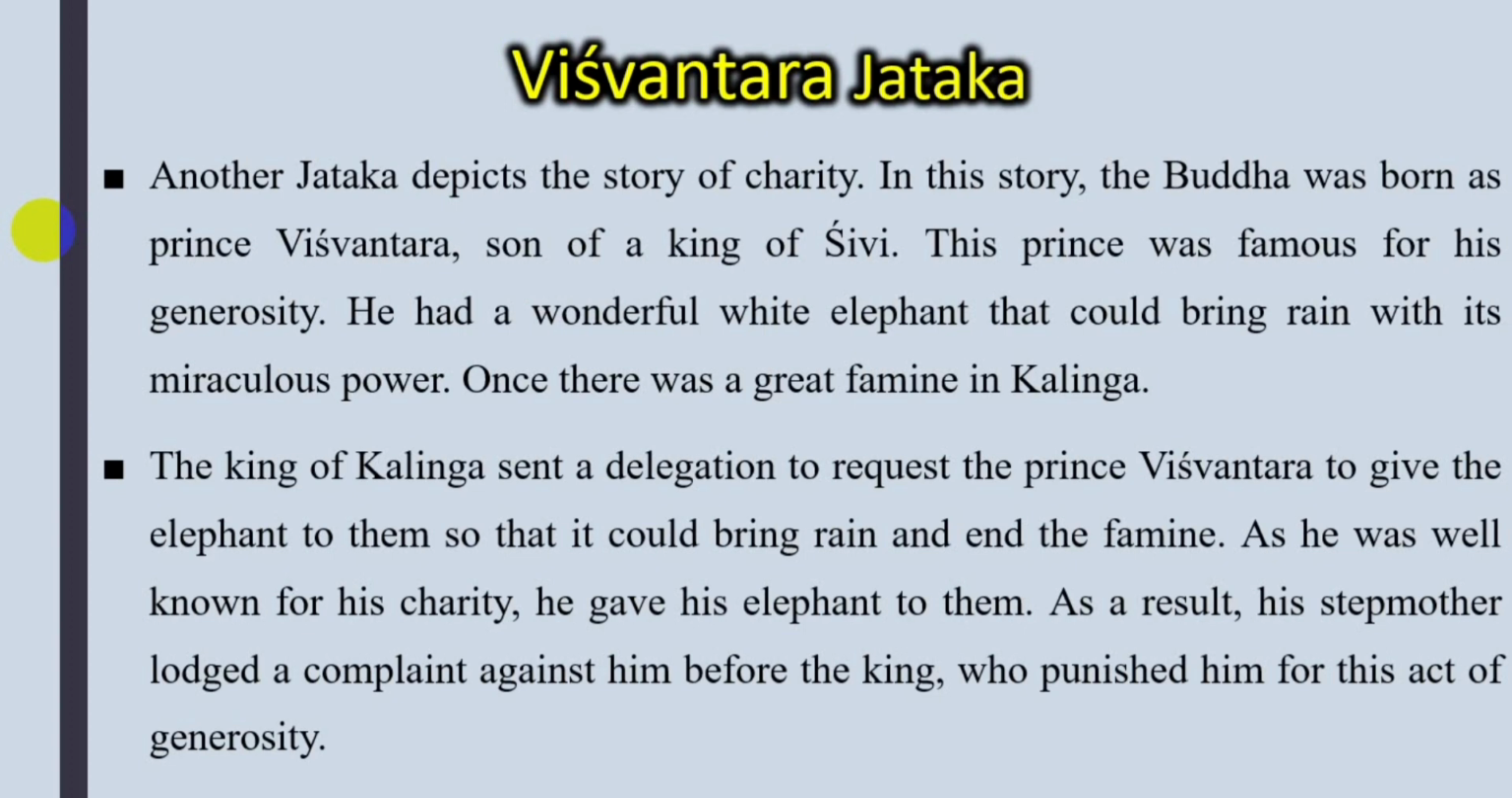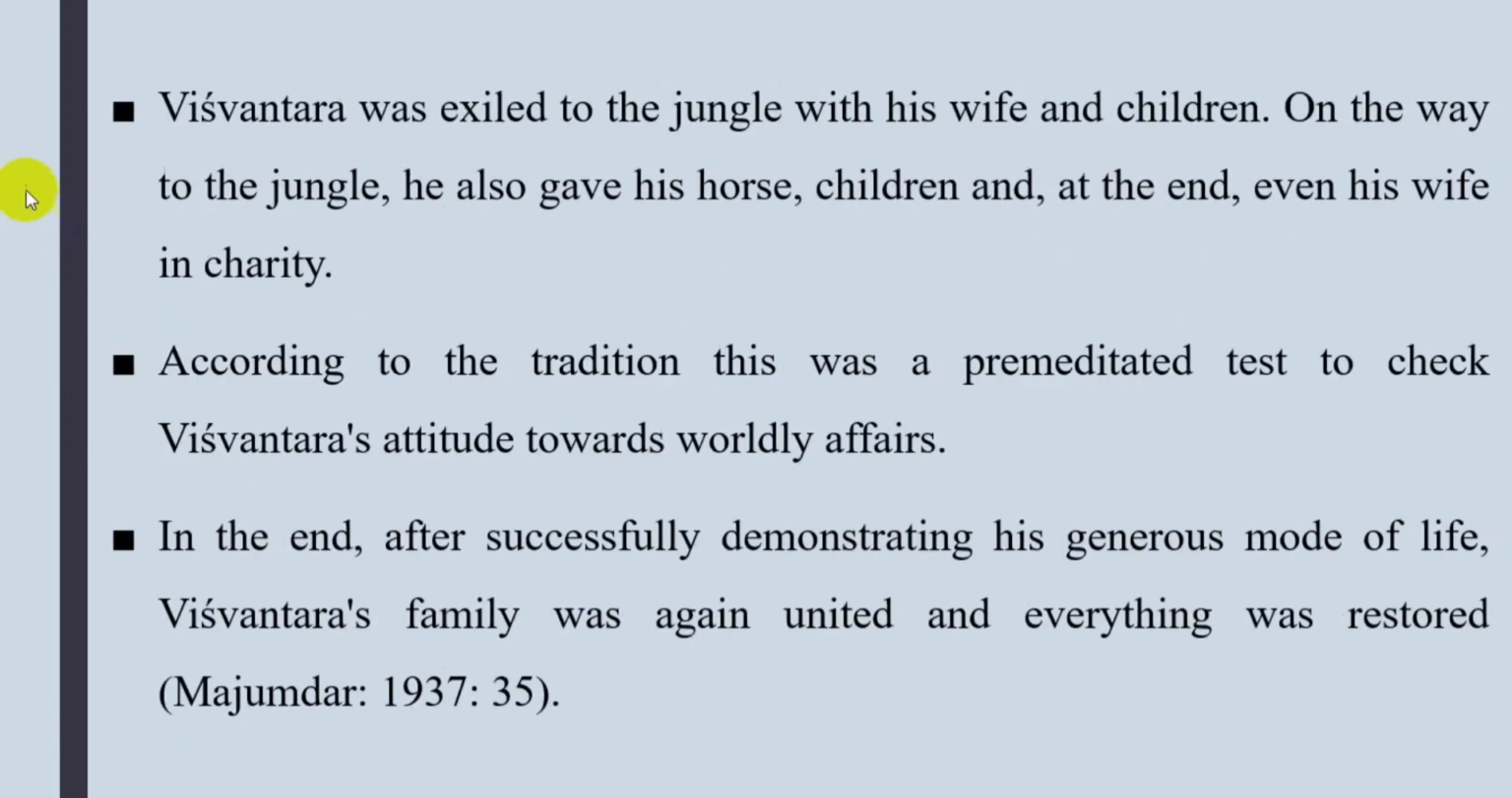The king of Kalinga sent a delegation of Brahmins to request the prince Vishwantara to give the elephant to them, so that it could bring rain and end the famine. As he was well known for his charity, he gave his elephant to them, and as a result, his stepmother lodged a complaint against him before the king, and the king punished him for this act of generosity.